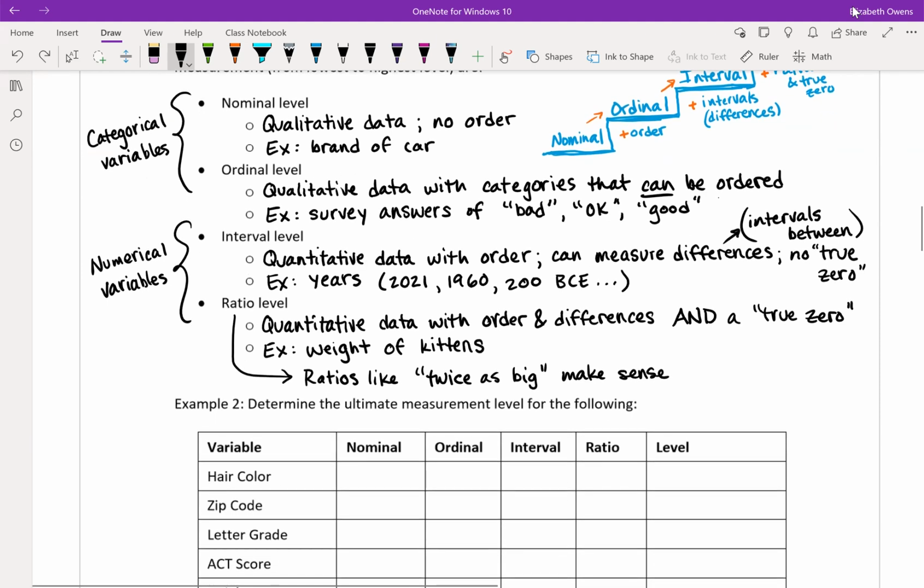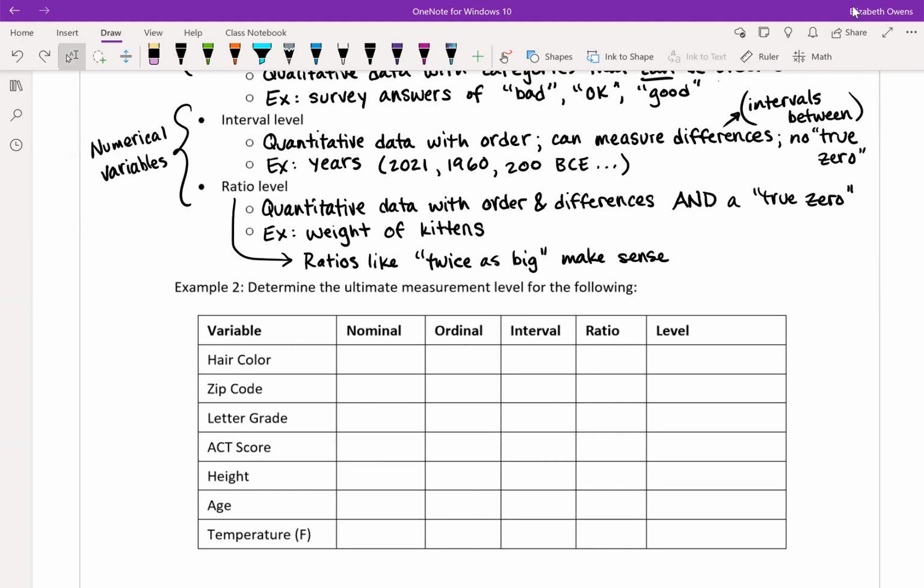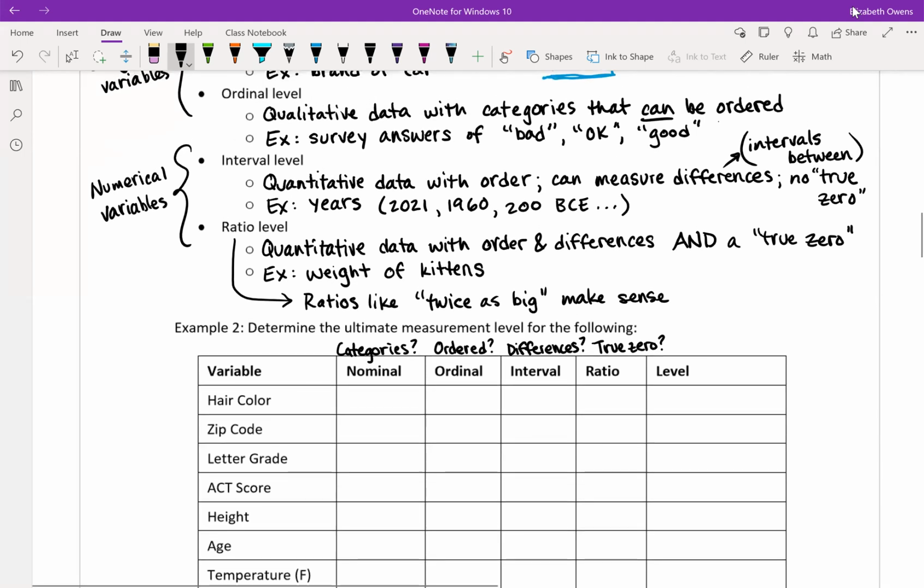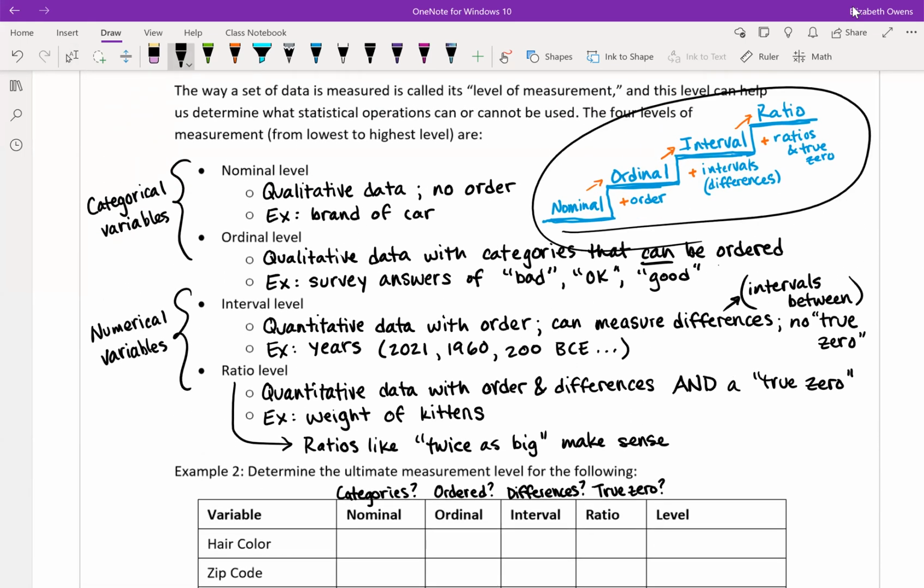So keep those in mind as we're looking at the ultimate measurement level here. On the nominal level, we just have categories. Ordinal level is if they can be put in order. Interval level, we can look at differences. These are little questions we can ask ourselves going along. And then on the ratio level, we'll focus on that idea of a true zero. That's pretty telling. Okay, so we'll answer whether each variable has each of these attributes, yes or no, and see what the highest level we get to is. So the highest step on this staircase.